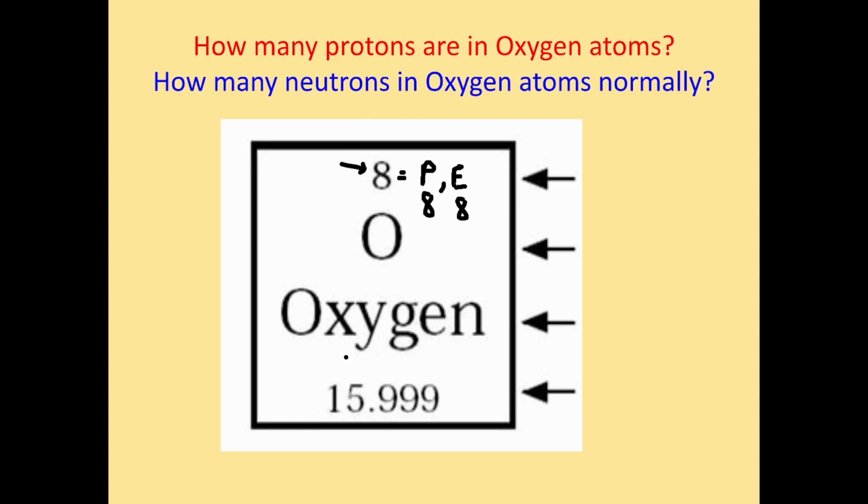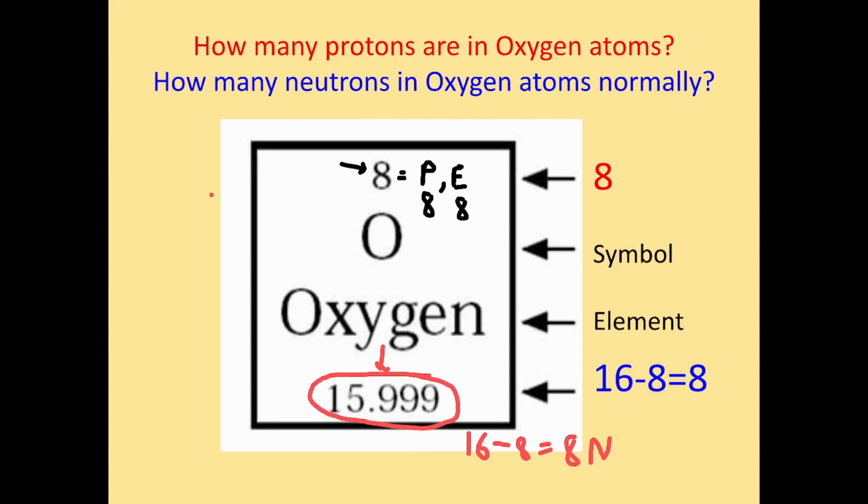Now, to find neutrons is a little bit different. You have to take this number, the atomic mass, the number on the bottom, we're going to round that off, just standard rounding rules. And so that's 15.9 rounds to 16. And then we're going to subtract this number at the top, right, which is 8. So 16 minus 8 is 8. That means that oxygen has 8 neutrons. And that's how you find the neutrons for any element.